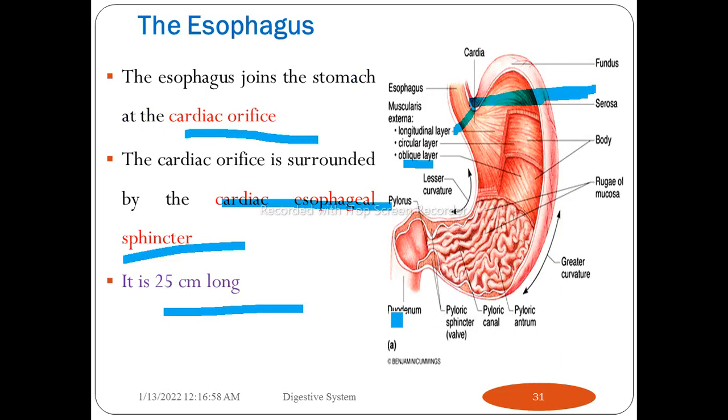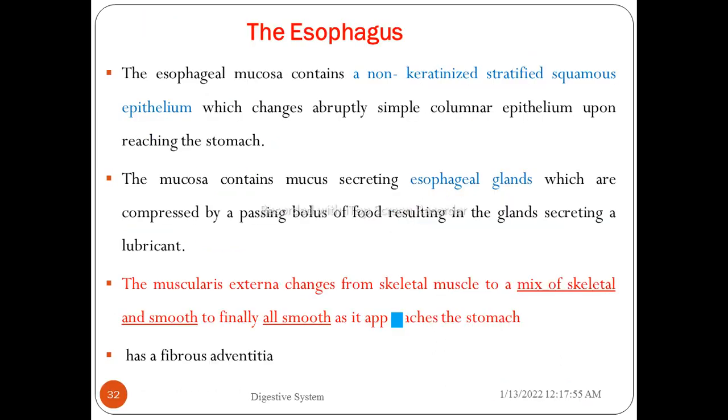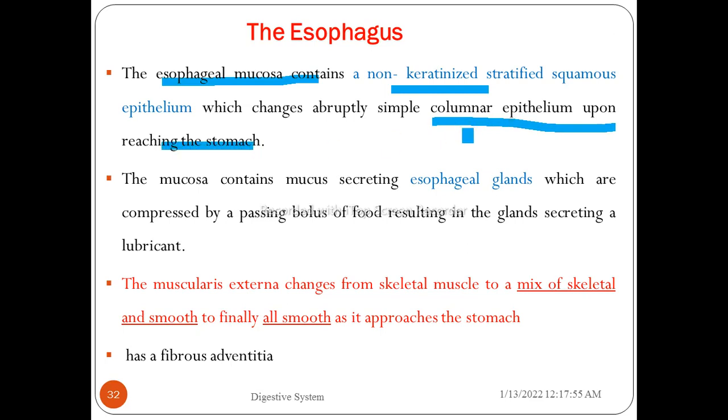I'm telling about the stomach, but we are from the esophagus. So esophageal mucosa contains non-keratinized stratified squamous epithelium, which changes abruptly to simple columnar epithelium upon reaching the stomach. So the epithelium of stomach is known as simple columnar epithelium, whereas the epithelium of esophagus is known as non-keratinized stratified squamous epithelium. Mucosa contains mucus secreting esophageal glands, which are compressed by the passing bolus of food, resulting in the glands secreting lubricant.